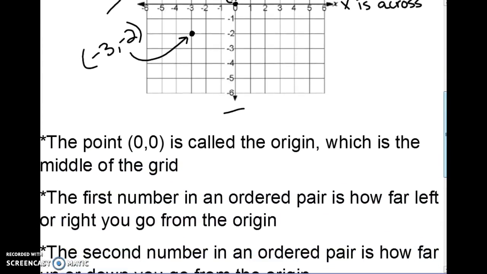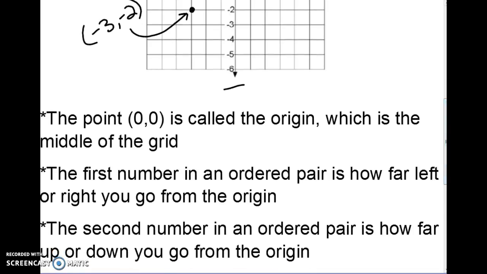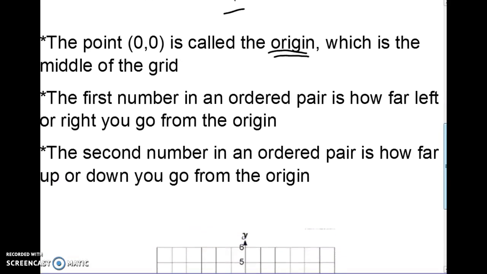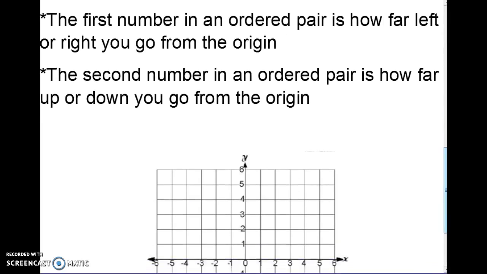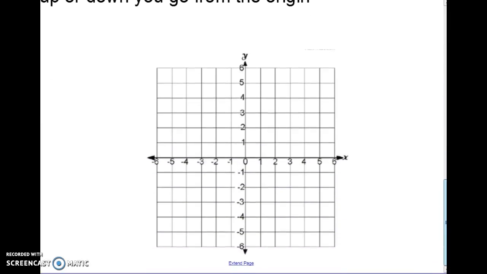The point 0, 0 is called the origin. So we've kind of already touched on that, which is the middle of the grid. Your first number is how far left and right you go. Second number is how far up and down you go. So let's kind of do a couple more examples here. If I were to put a point here, I'm moving over 3, but I'm jumping 0.